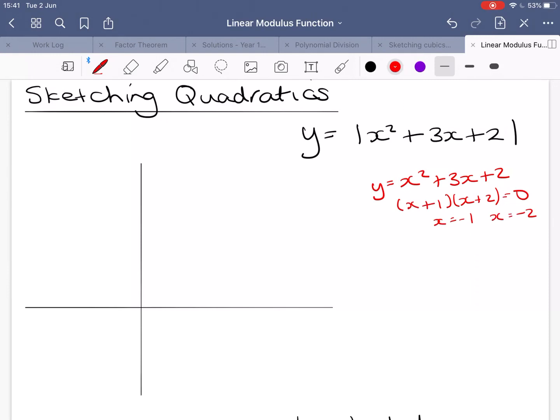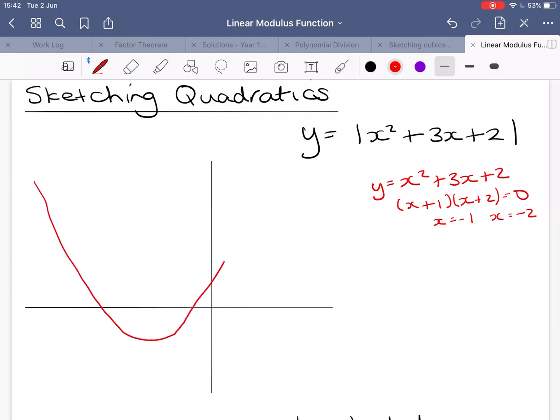So with my red pen, I'm going to draw y equals x squared plus 3x plus 2. So it's going to cross at minus 1 and minus 2. Sorry, I'm just going to move this line over a little bit. So here's my nice quadratic crossing at minus 1 and minus 2. But if I want y is the modulus of x squared plus 3x plus 2, I cannot have anything below the x-axis because I can't have any negative y values. So wherever the line is above the x-axis, it's exactly the same for the modulus.